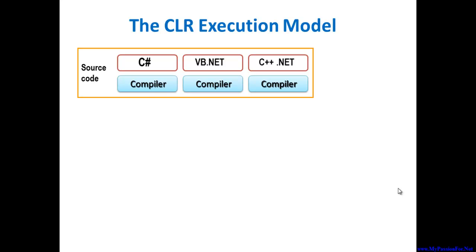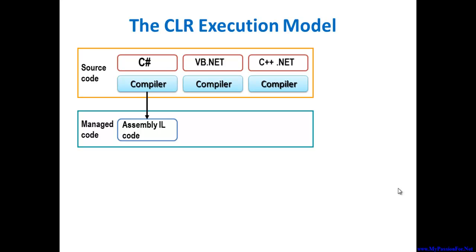Once your code is compiled, it is converted into an intermediate language, also known as assembly language or MSIL. MSIL stands for Microsoft Intermediate Language. This is the layer known as managed code. Hence, your source code is not converted into an assembly until it is compiled. The same thing applies to VB.NET, C++.NET, or any other programming language you might be working with.